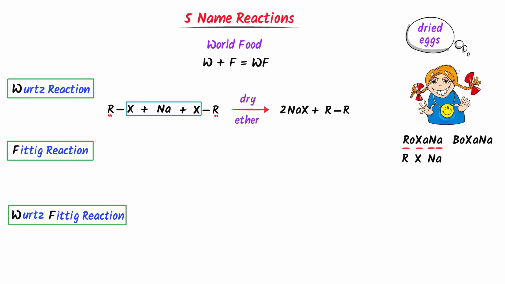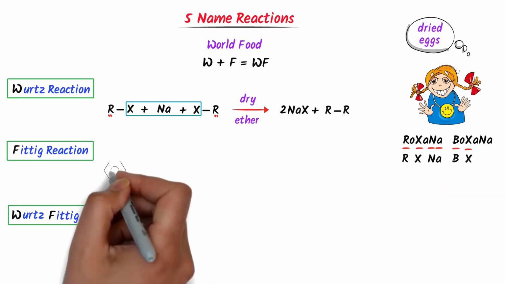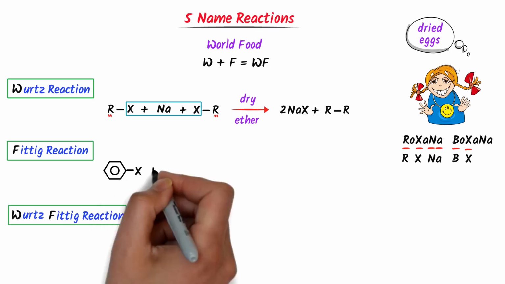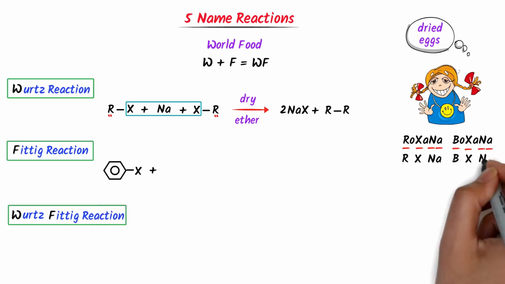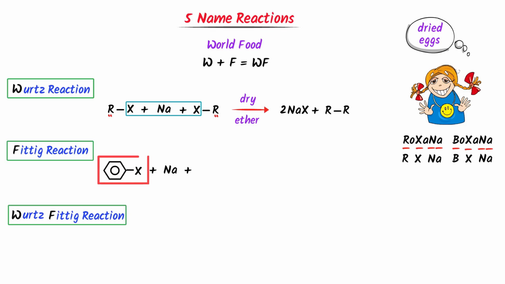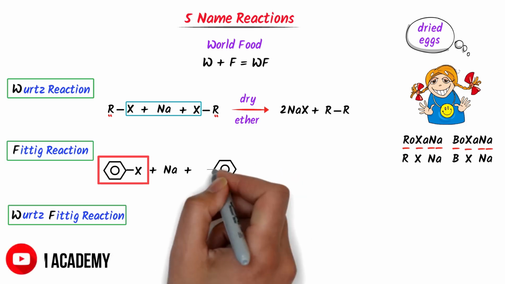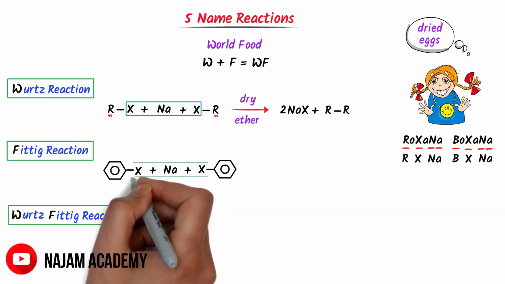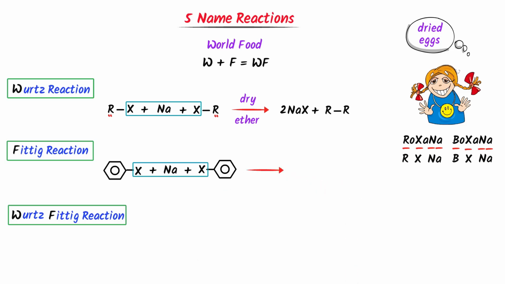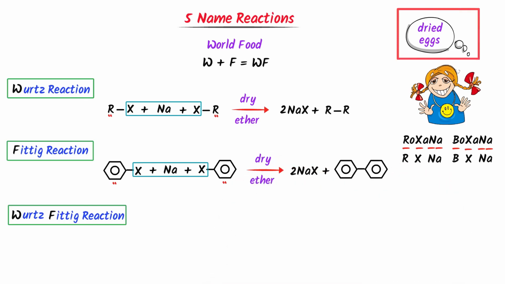Now in case of Fittig reaction, I consider Bukhsana. This B in Bukhsana stands for benzene ring and this X or halogen is attached to it. Plus this Na stands for sodium plus I take this benzene and X, I rewrite it here. Now sodium will react with these 2 halogen to form 2 sodium halide, plus this benzene ring and this benzene ring join together to form diphenyl. This dried egg stands for dry ether. Thus this is the Fittig reaction.